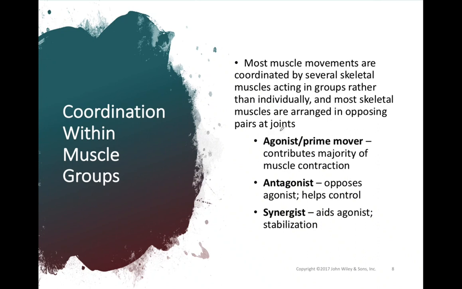Now, agonist muscles will also have oppositional muscles, and those are known as antagonists. Antagonists are muscles that oppose the action of the agonist. Now, this would seem sort of counterintuitive. Why would we want a muscle to oppose the muscle movement that we're trying to make? Well, because these muscles help to control the movement. If I did not have the antagonists, my prime mover would contract more forcefully, and that would give me uncontrolled movements.